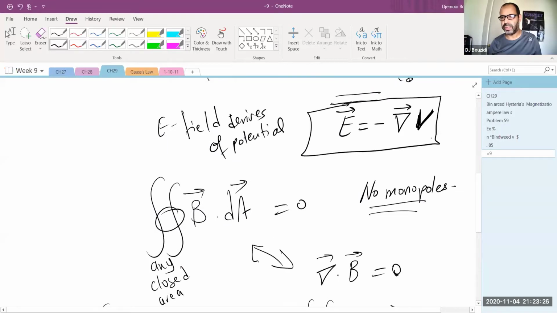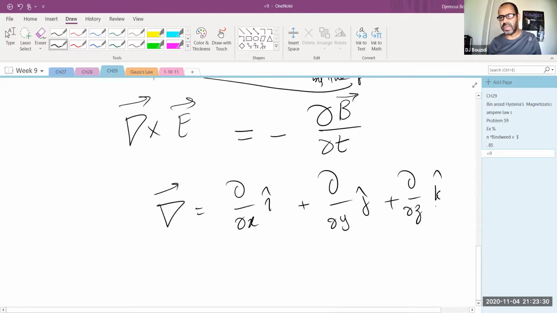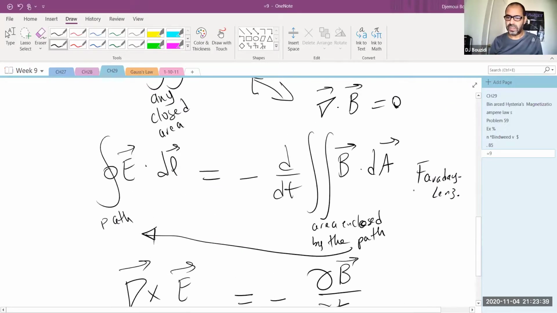This is a scalar function for the potential. So it's the same stuff that we discovered a long time ago. But this is in Cartesian coordinates. It changes form in other coordinate systems, okay? Anyway, so this is Faraday's law, Faraday-Lenz law. This is the last law that we discovered.